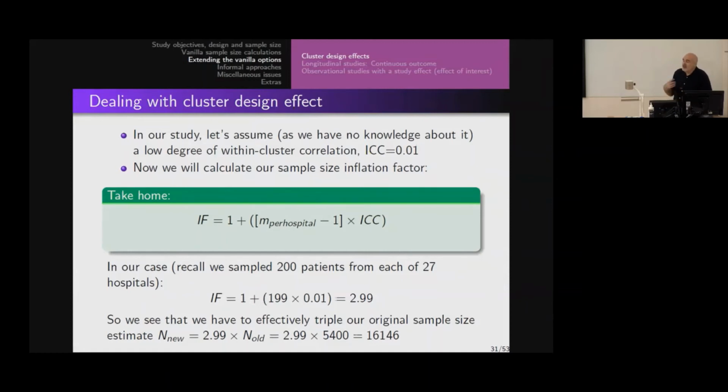Now, what does this mean? I have to triple my sample size. So I multiply my original sample size by 2.99. This is the sample size inflation factor. This very weak clustering means I have to triple my sample size. So I'm going from 5,400 patients to 16,146. From a very weak clustering effect, okay? Clustering is an evil, evil thing when it comes to conducting research, okay?